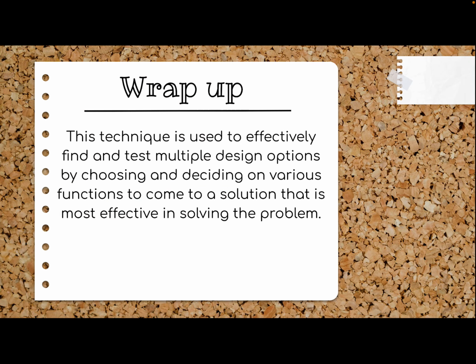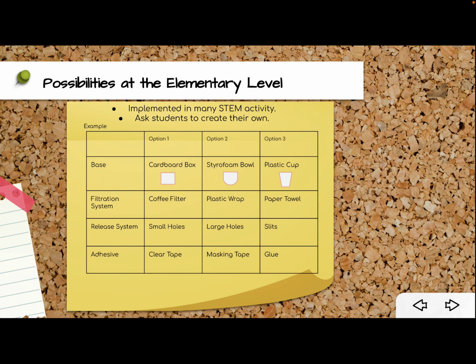To wrap this up, this technique is used to effectively find and test multiple design options by choosing and deciding on various functions that can then help you come to a solution that is most effective in solving the problem. When looking at the possibilities at the elementary level, I could see this being implemented in many STEM activities. One activity in particular was my ocean cleanup activity, where they're asked to clean dirty ocean water. So I thought about how I could break that up.